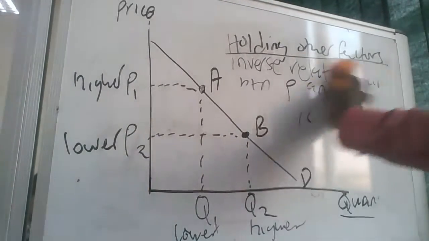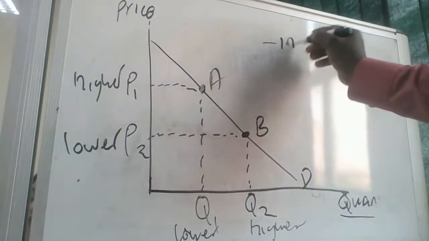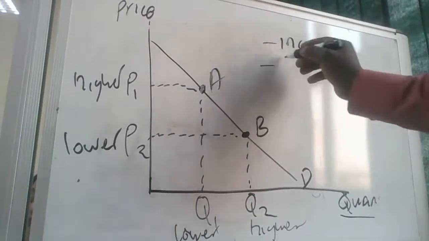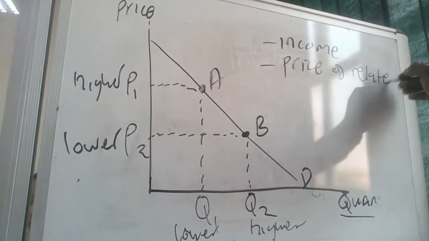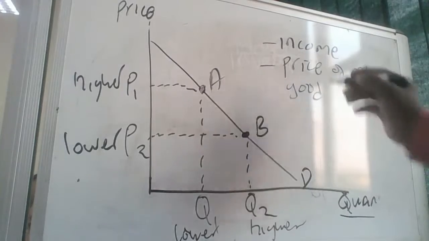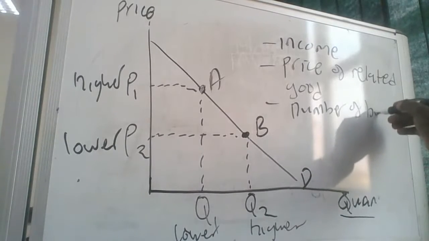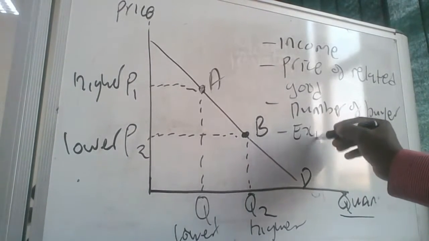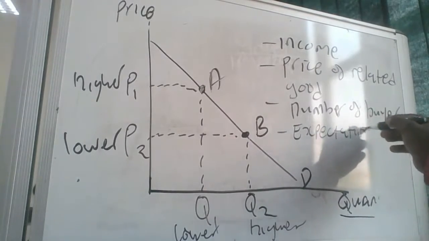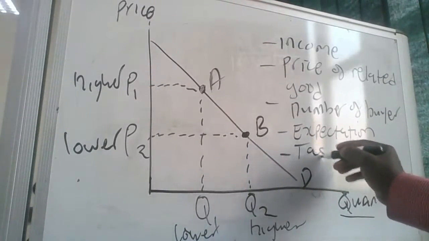Okay, so such as the income of the consumer. We also have price of related goods. We also have number of buyers in the market. This will affect the demand for a consumer. We also have expectations and so on. So these are some of the key determinants. Let's also add taste here.